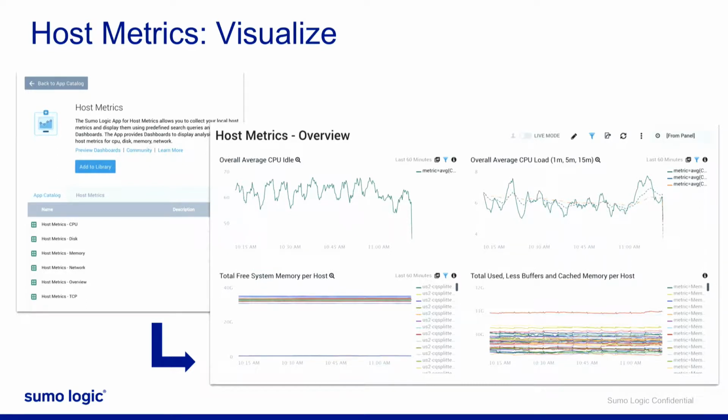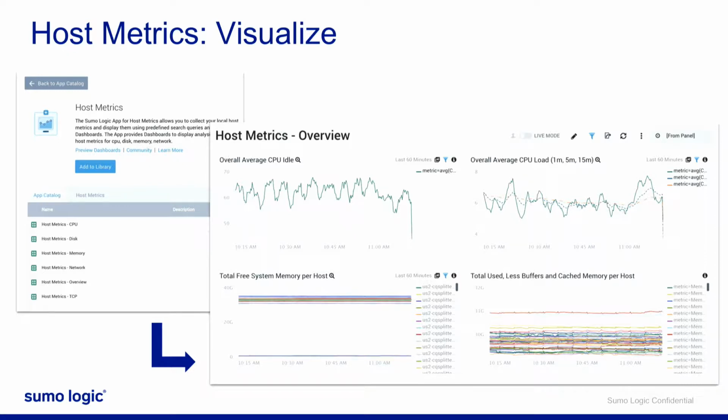So simply go to the app catalog, install the host metrics application, and point it to the data source that you just configured. We give you a whole bunch of dashboards to get started, an overview dashboard to see your CPU, memory, disk, network, and a deep dive. You could drill into CPU metrics in more detail.